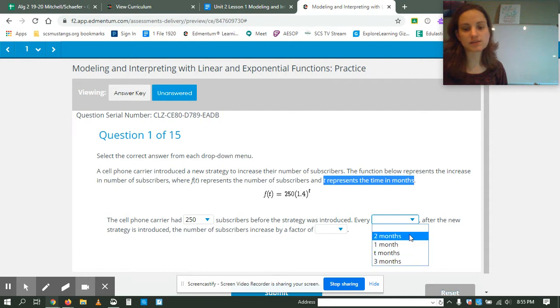These are increments of time. This is where focusing on this was so important. It's going to be every 1 month that things are going to change. The number of subscribers increases by a factor of, so when we're looking for increase by a factor of, that's what this number on the inside is. That is the factor that changes our initial value that we started with, and it's going to be a factor of 1.4.